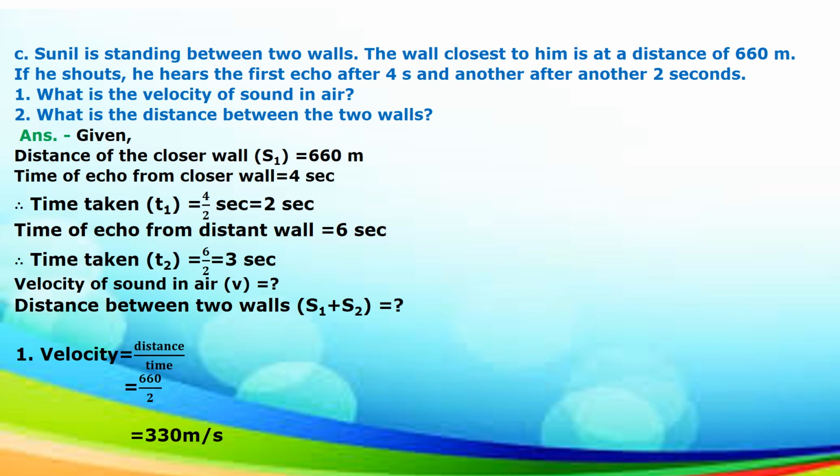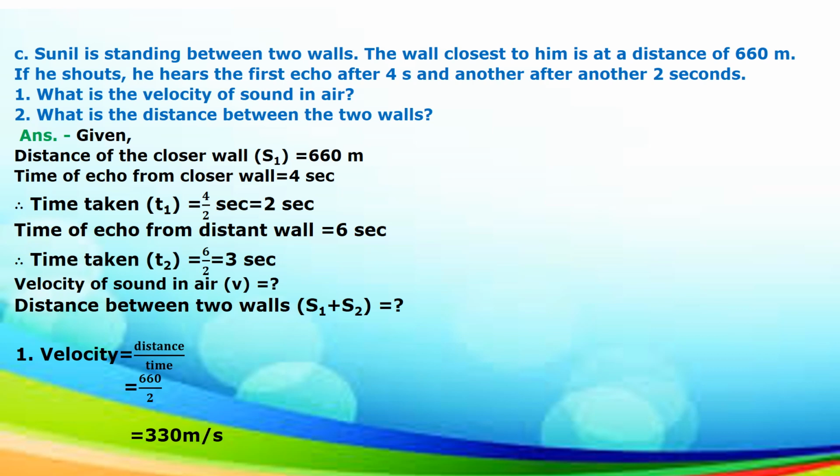Now the time of echo from the distant wall, that is equal to 6 seconds. And time taken T2 is equal to 6 upon 2. Why here 6 came? Because first echo 4 seconds and second echo after 2 seconds, means 4 plus 2, no doubt that is 6 seconds. So 6 upon 2 between two walls. So 6 upon 2, that is equal to 3 seconds. Now the velocity of the sound in air, that is equal to question mark. And the distance between two walls, that is S1 plus S2, is equal to also question mark.